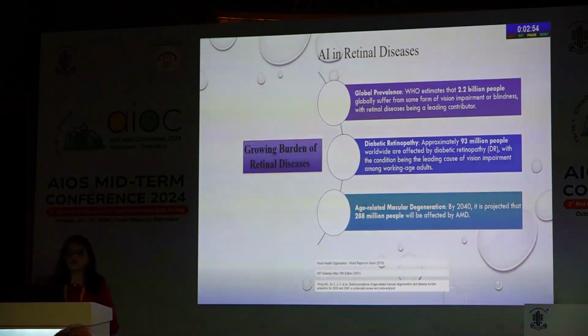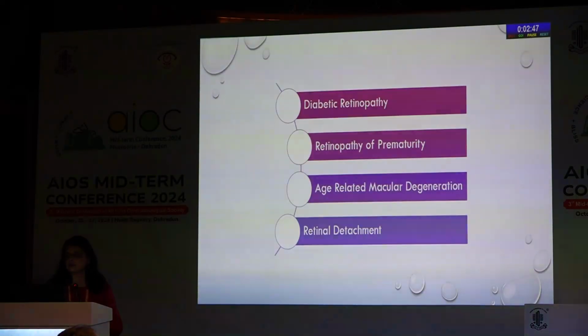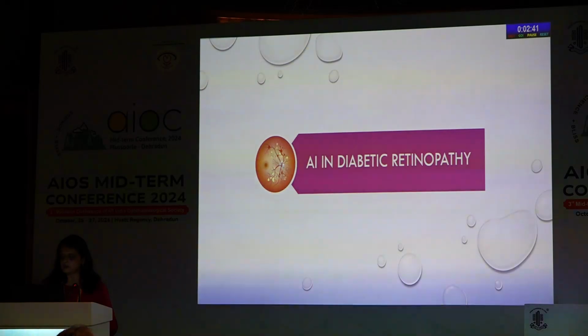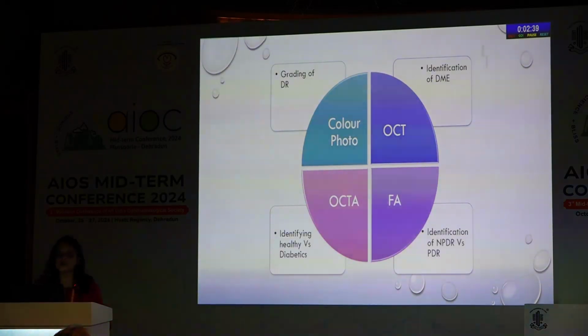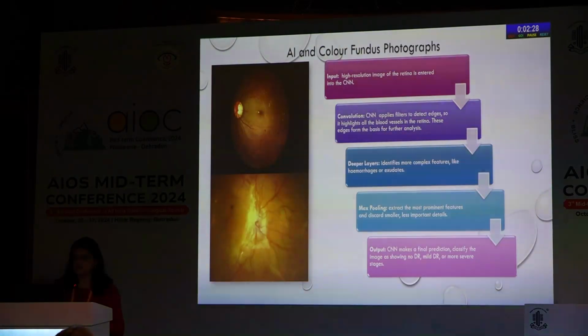So there's a growing burden of retinal diseases in various aspects. This is the slide showing incidence and prevalence of various retinal diseases where AI is used. So I'm going to tell you a little bit briefly about these entities. So AI in diabetic retinopathy, how are we doing it? By color photos, OCT, FA, and OCTAs. We grade the DRs, we identify the DMEs, and identify the NPDRs and PDRs, and find out who's healthy and who's a diabetic patient thereof.